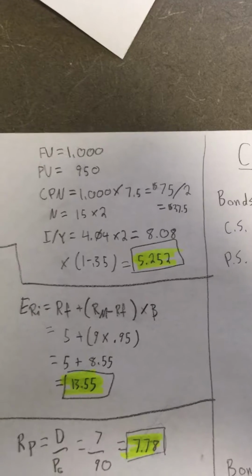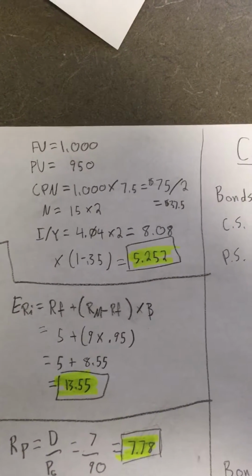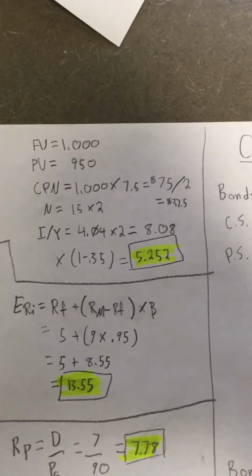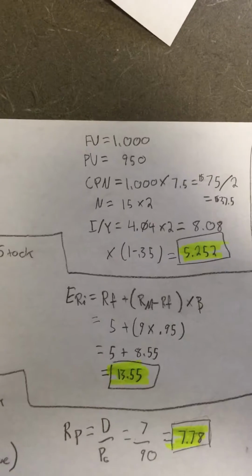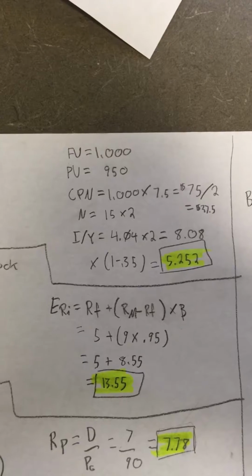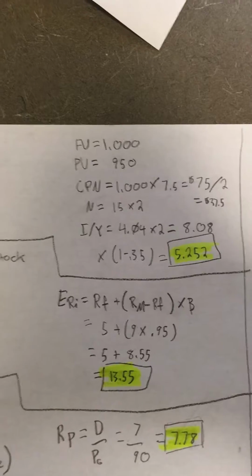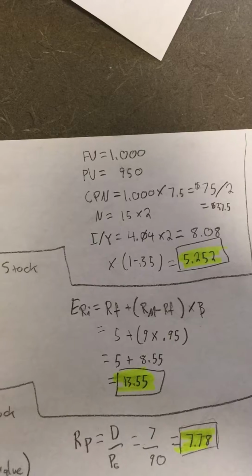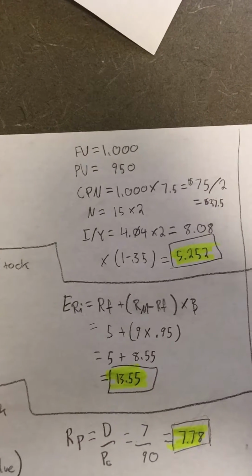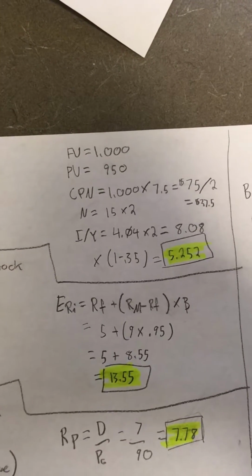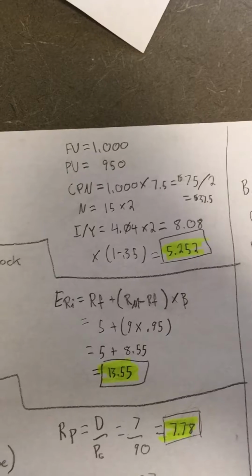The coupon payment is the par value of $1,000 times 7.5%, divided by 2 because it's a semi-annual coupon. The N, it's 15 years, but it's semi-annual, so there are 30 total periods. So N is actually 30. And the I/Y is what you're solving for here. I came up with an I/Y of 4.04. Keep in mind that you have to convert that back to an annual rate. So you multiply by 2 and you get 8.08%.